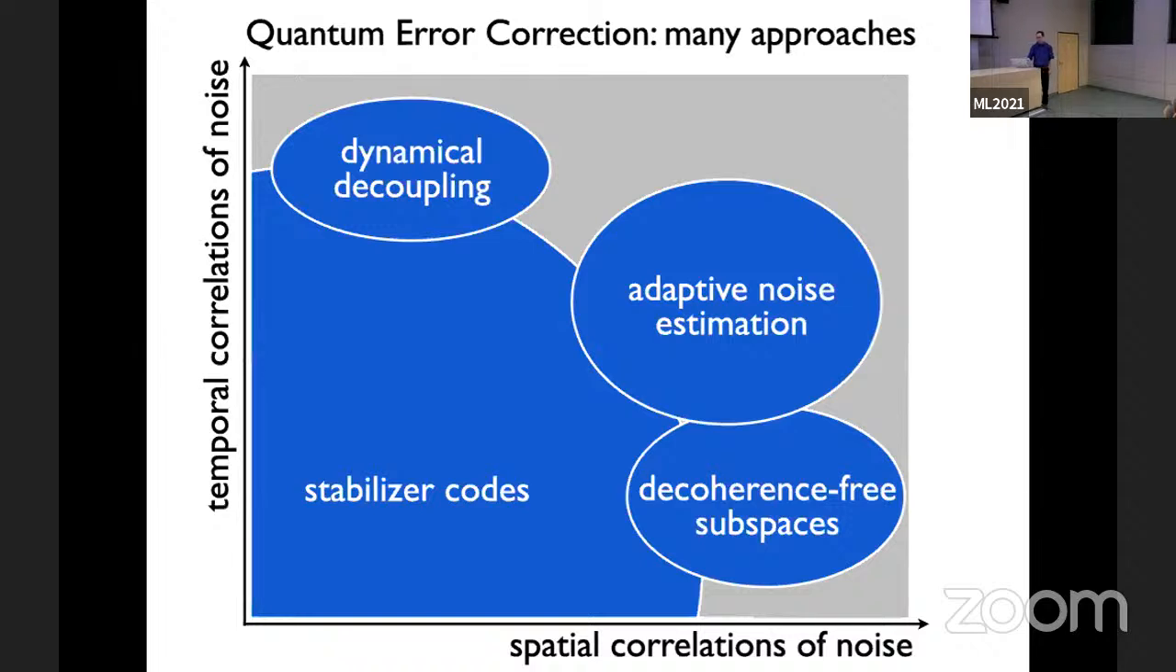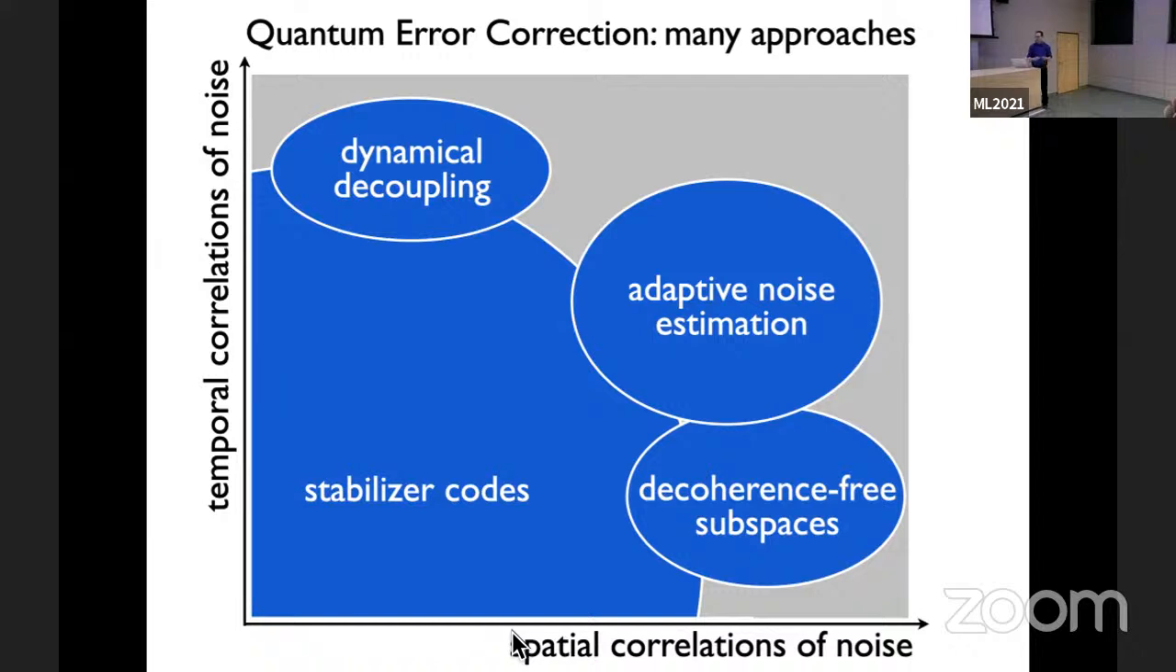And so to put this into context, of course, we are not in 1994 or so. So it's not that we are still scratching our head whether quantum error correction at all is possible. We already know a little bit about it. And there are actually several approaches. So these approaches I've depicted here in this picture, depending on, say, the temporal correlations of the noise and the spatial correlations of the noise.